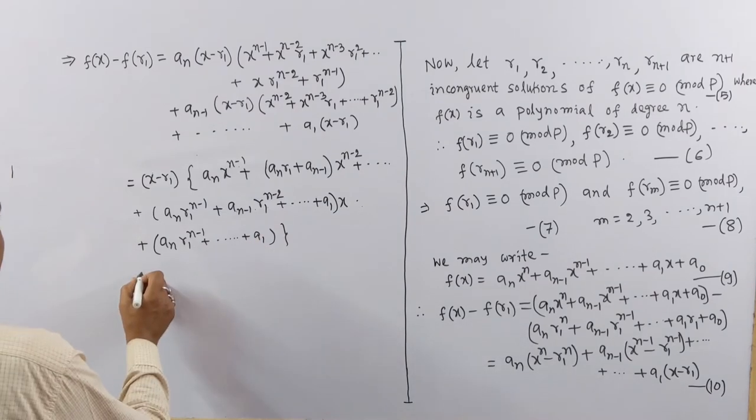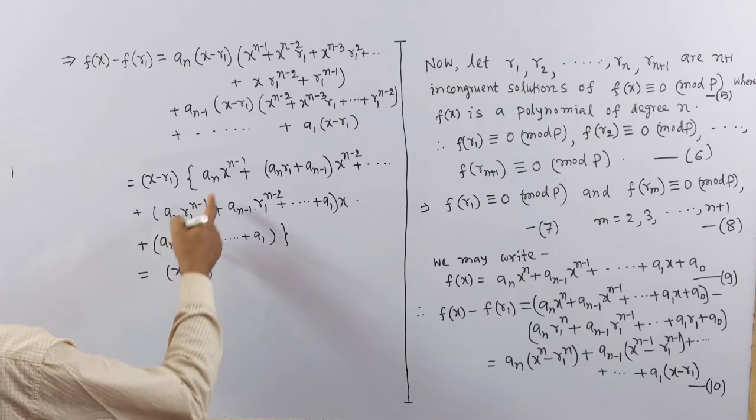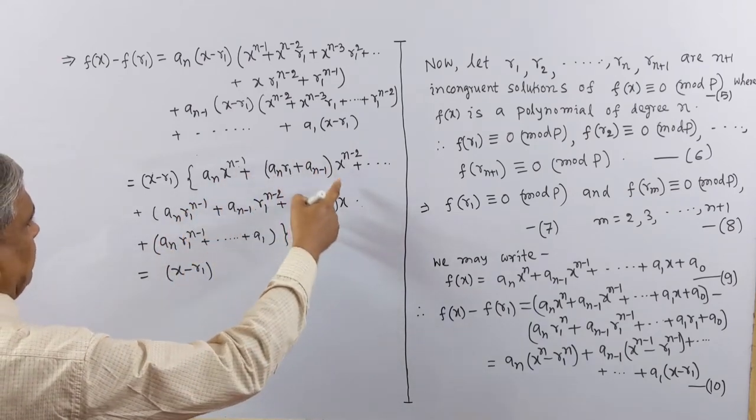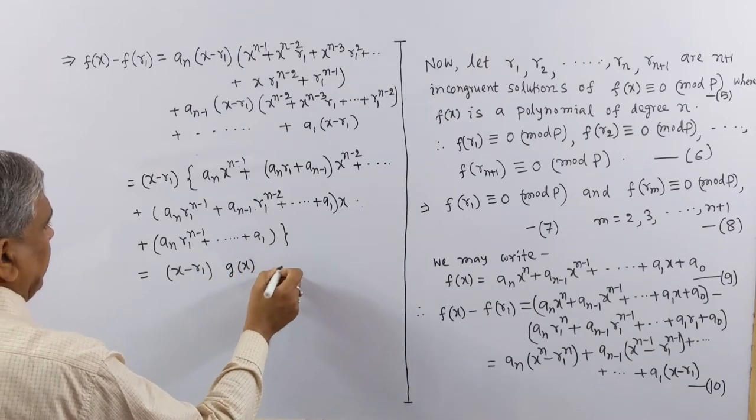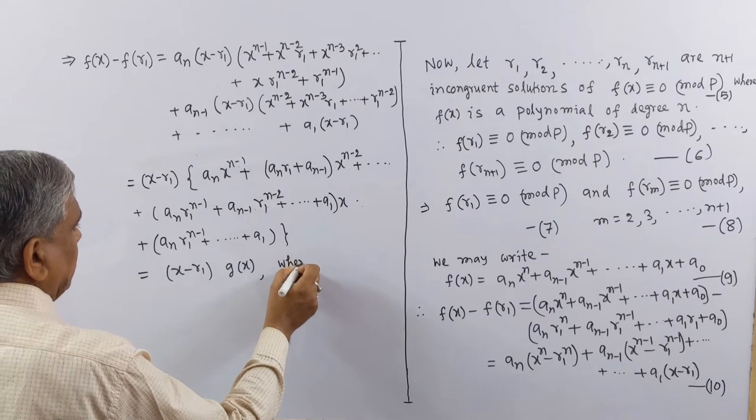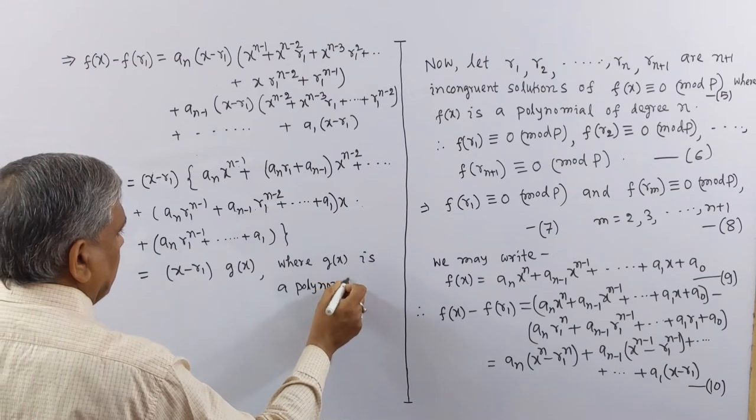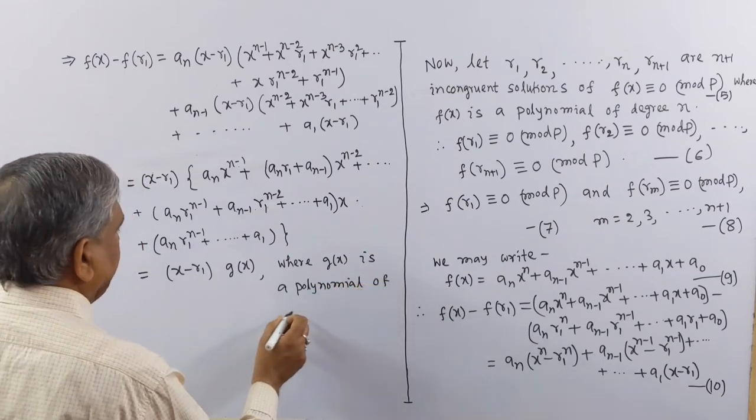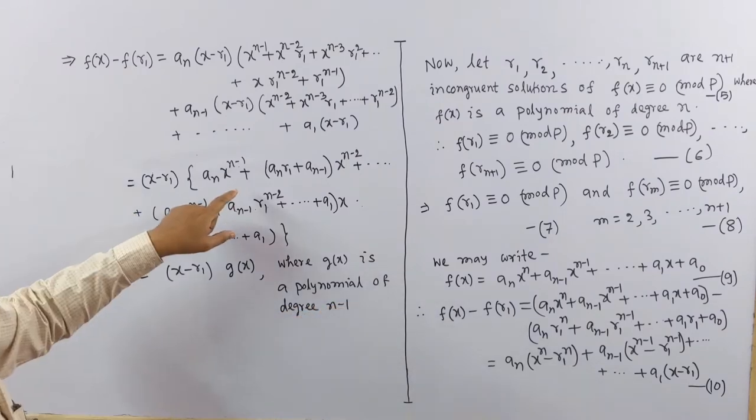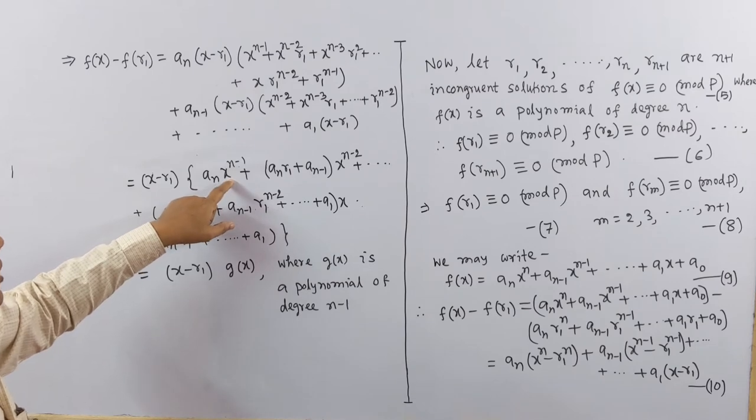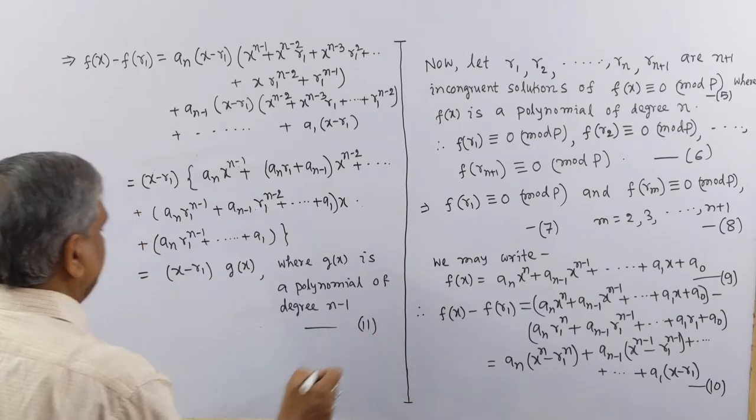We may write this as (x minus r1) multiplied by this, a function of x, g(x), where g(x) is a polynomial of degree n minus 1. Here, the maximum power of x is n minus 1. Let this be number 11.